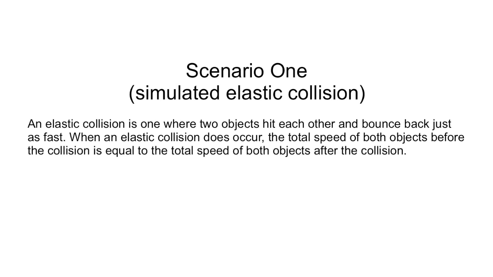Scenario 1: Simulated elastic collision. An elastic collision is one where two objects hit each other and bounce back just as fast. When an elastic collision does occur, the total speed of both objects before the collision is equal to the total speed of both objects after the collision.